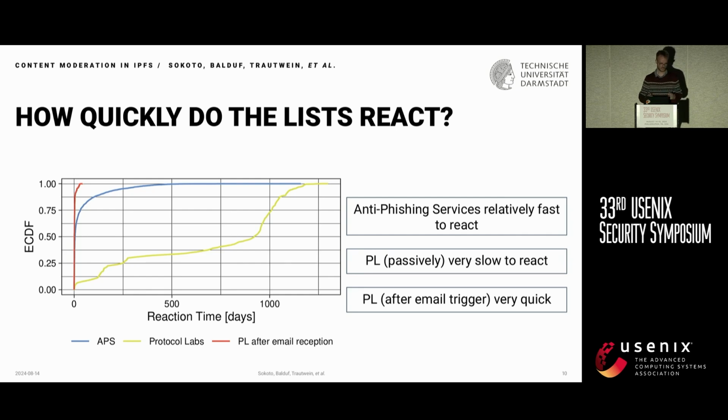This is, of course, because this is a passive list, so you first need to actively send an email, which then triggers the inclusion of the data into the list. And that's the red line on the very far left. That is the time between email reception at Protocol Labs and when the item is on the list. We can see that after they receive the email, Protocol Labs reacts quite quickly, but of course the email needs to be sent first. The line in the middle are what we call anti-phishing services. These are, let's say, OpenPhish or PhishTank or Google Safe Browsing. They get their data somehow, I don't know how, but they react quite quickly in general, which is nice.